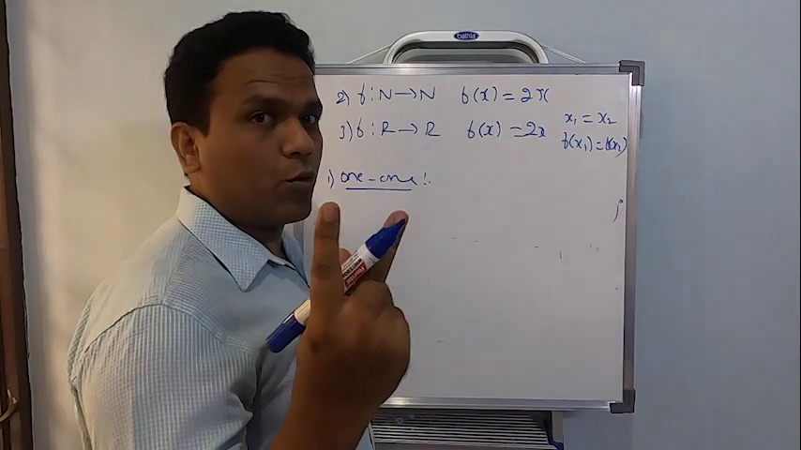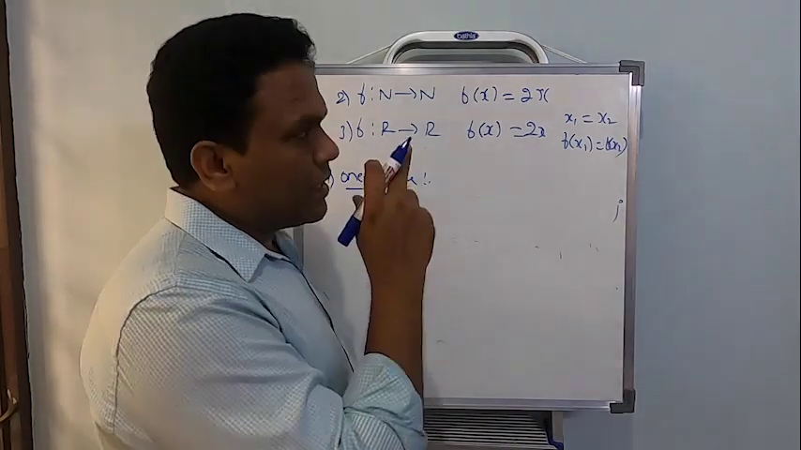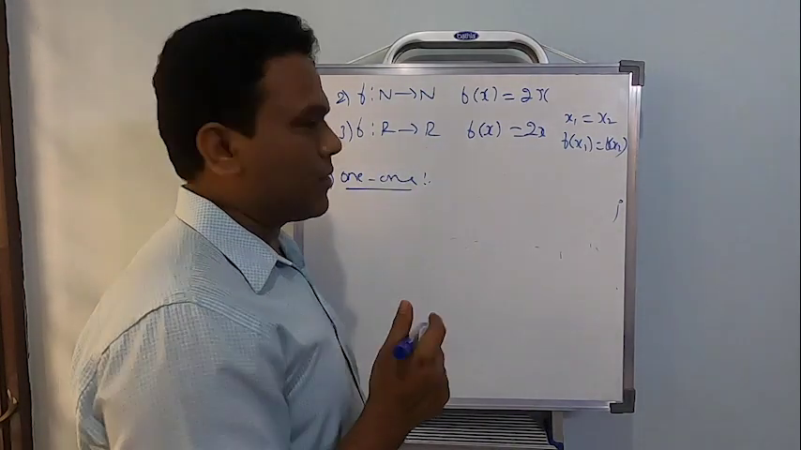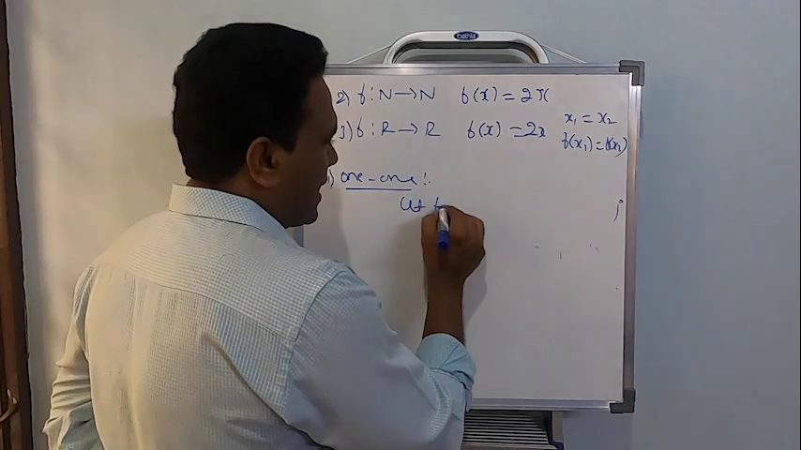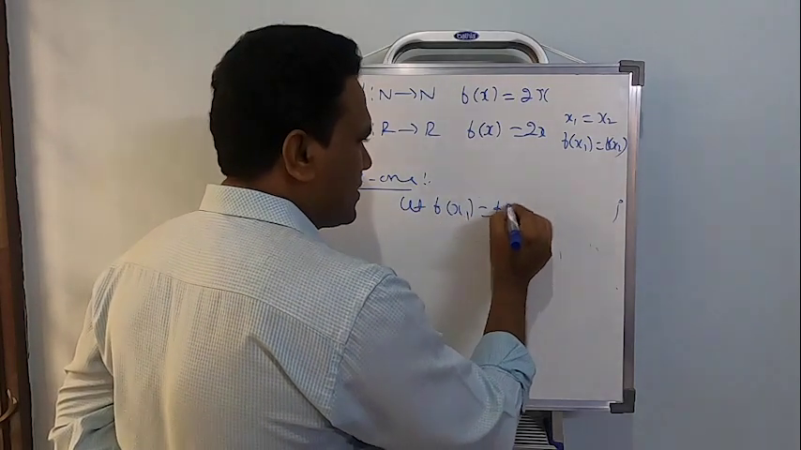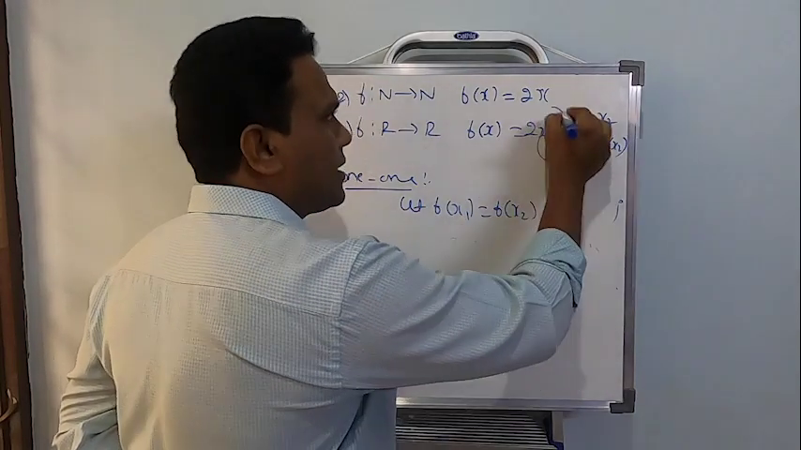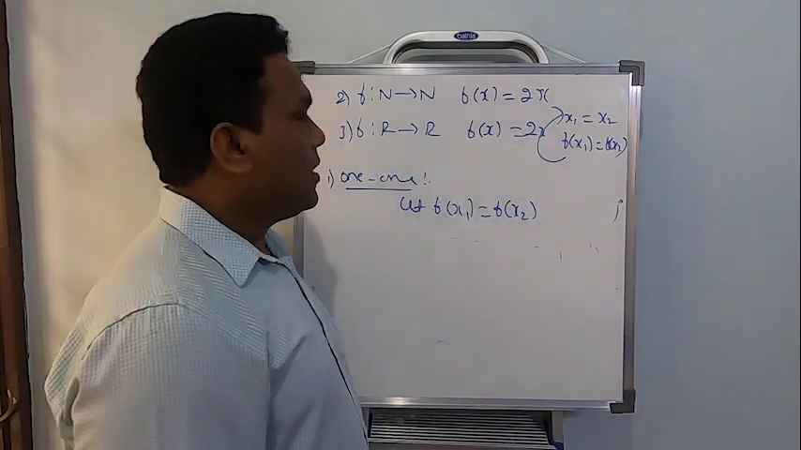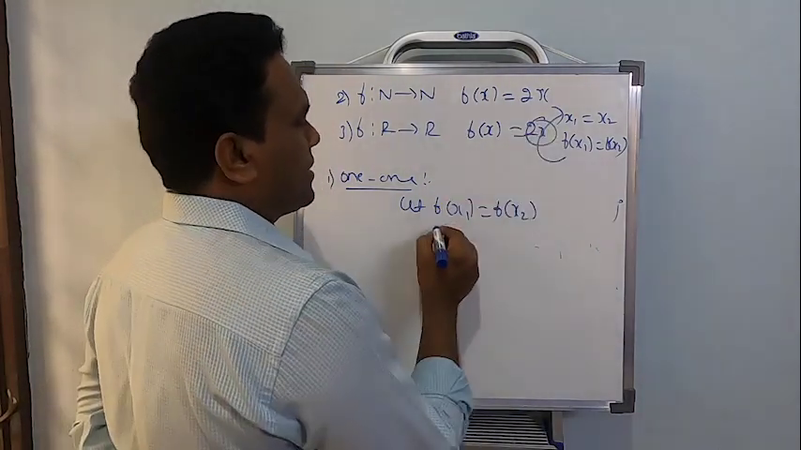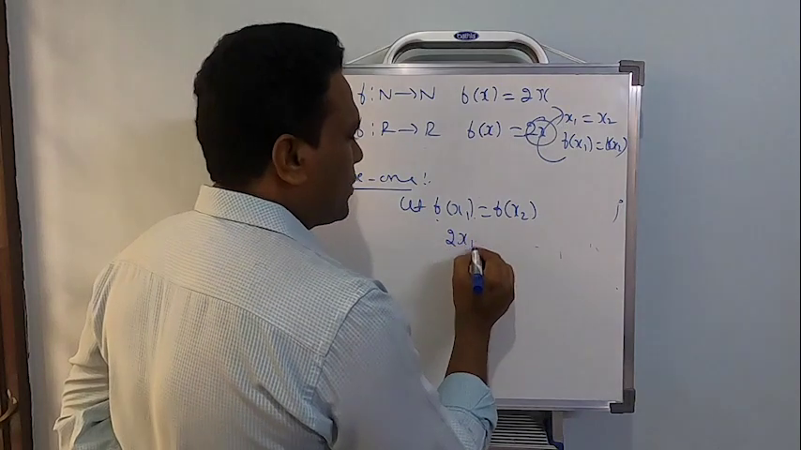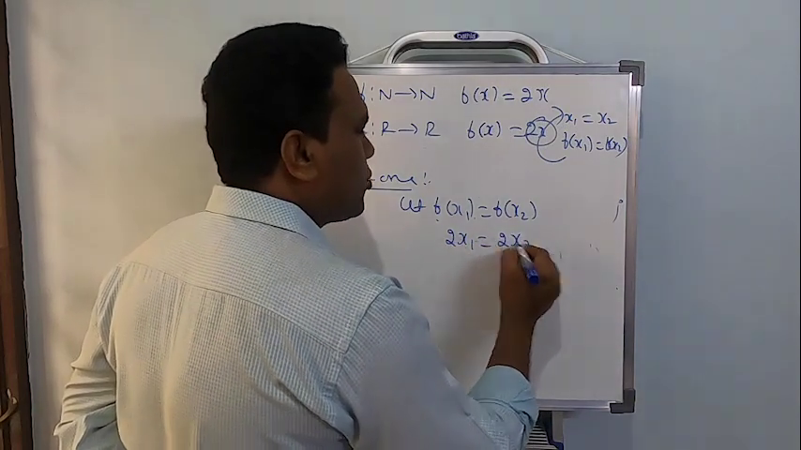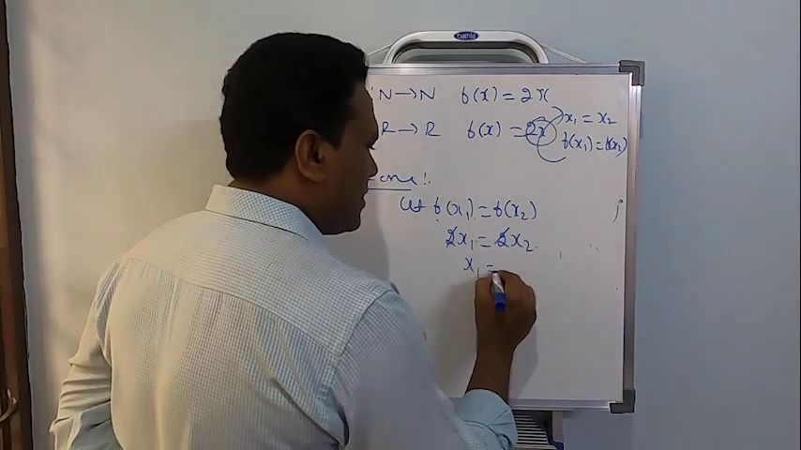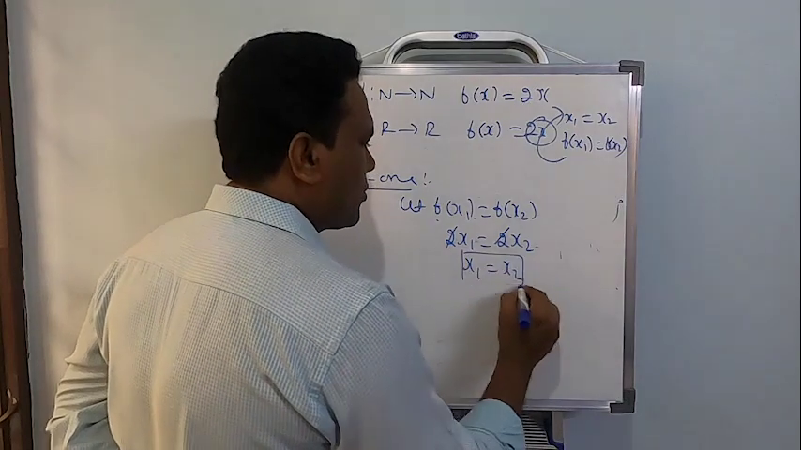This was one of the conditions I wrote. I am going to start with it, but in reverse order. So let me take f of x1 equal to f of x2. I am writing it in reverse and I will check this. So what is f of x here? 2x. f of x1 means 2x1 and f of x2 will be 2x2. 2 will get eliminated. Then what will you get? x1 equal to x2.